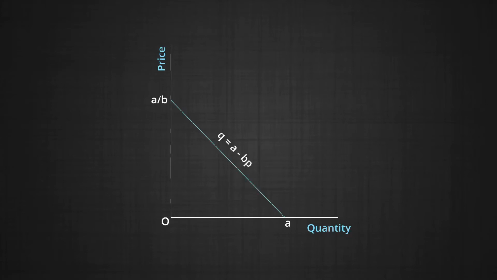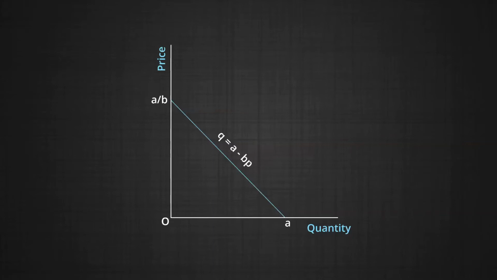The slope of the curve measures how much the quantity demanded changes following a change in the price of the good. The slope here is minus B. The minus sign denotes the inverse relationship between quantity and price, which suggests that for each unit increase in the price of the good, the quantity of the good demanded falls by B units. We have chosen to ignore the other determinants of demand for simplicity's sake.